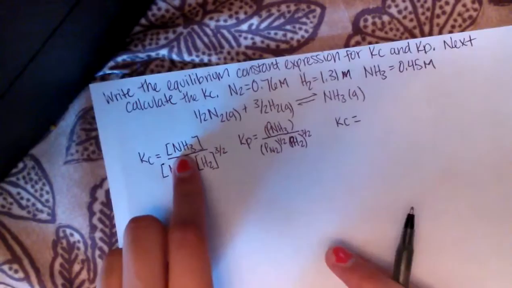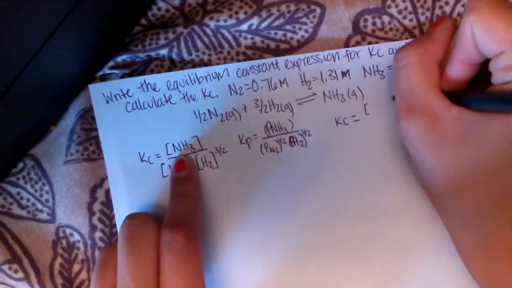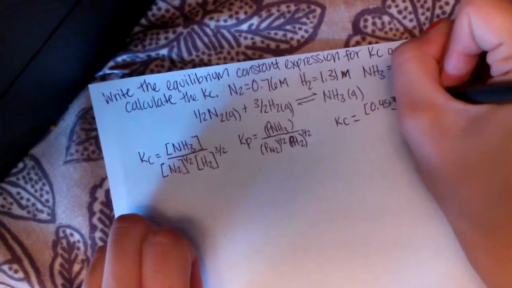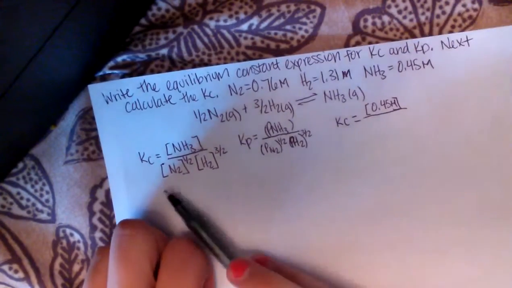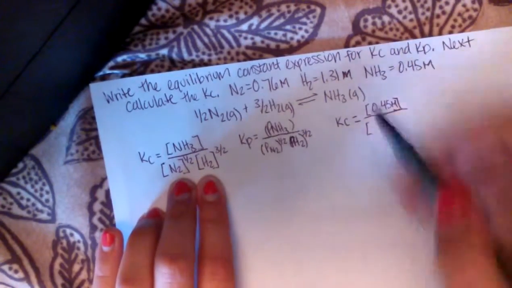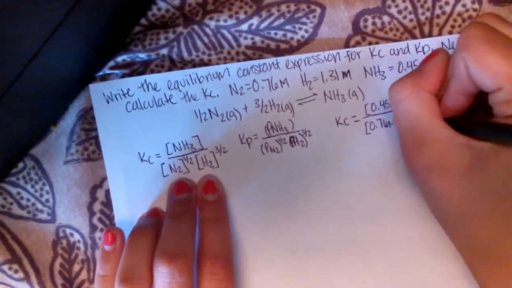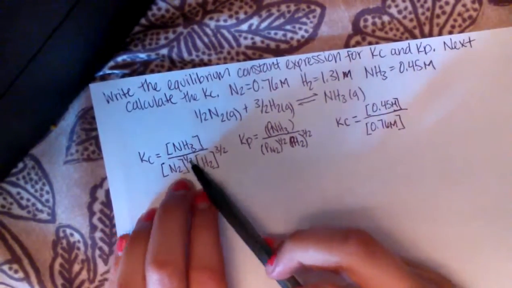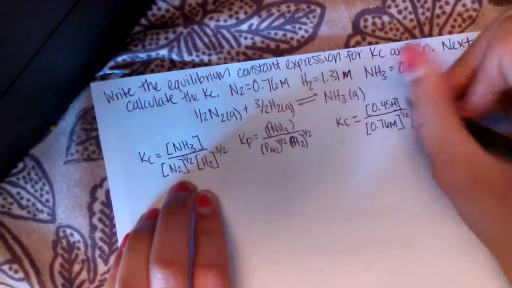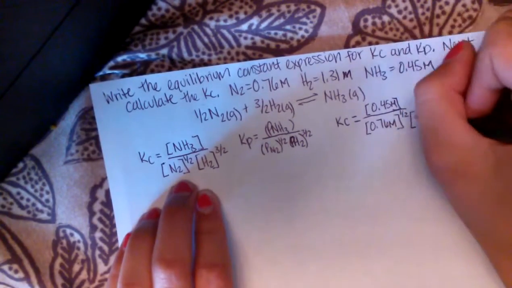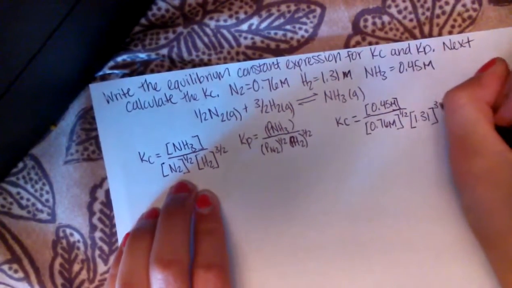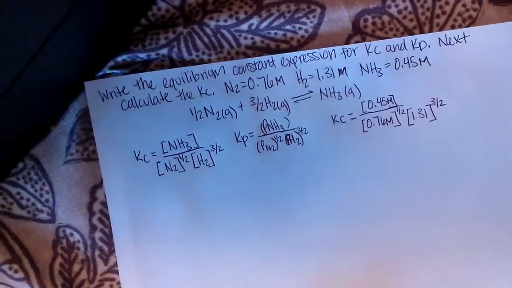So we know NH3, our product, is on top, and they give us our value, 0.45. And then we're going to divide by our reactants. So N2 is 0.76. And don't forget, you have a power of a half. And then you're going to put in H2, which is 1.31. Again, don't forget the power. And again, I'm doing everything in brackets because it's Kc.